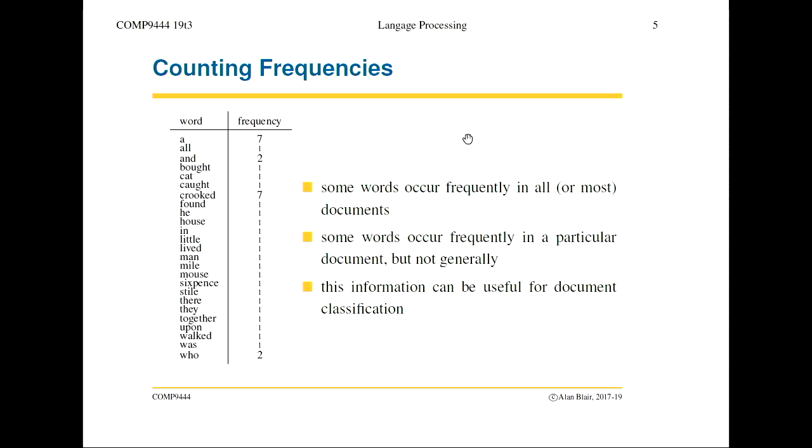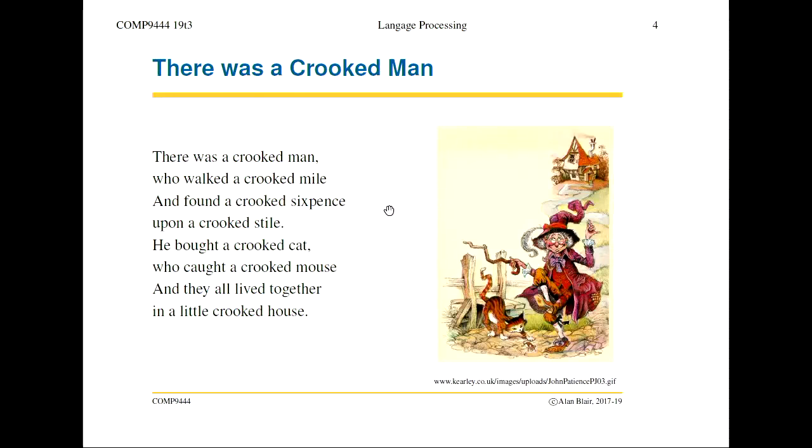Some words occur frequently in a particular document, but not generally. So the word crooked appears 7 times. Now you may think this is unnatural, but in fact this exemplifies something that's very common. For any document that I show you, it's often the case that there's a few words that occur a lot in that document and not much in other documents, depending what it is.